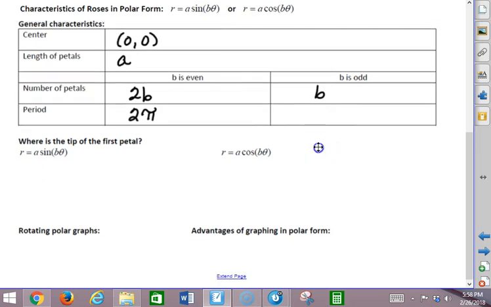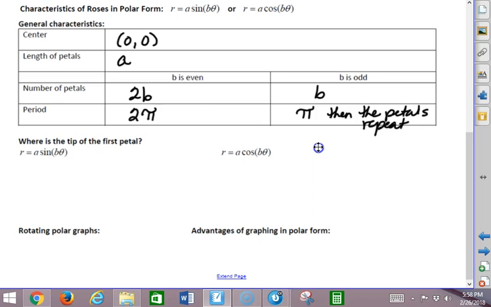Actually, I need to correct this. The period is actually pi here, because then the petals repeat. Remember, they land on top of each other, which is why we only have half as many petals. So we only really need to go halfway through the cycle to get all 3 petals, but if we go 2 pi, the petals plot on top of each other.